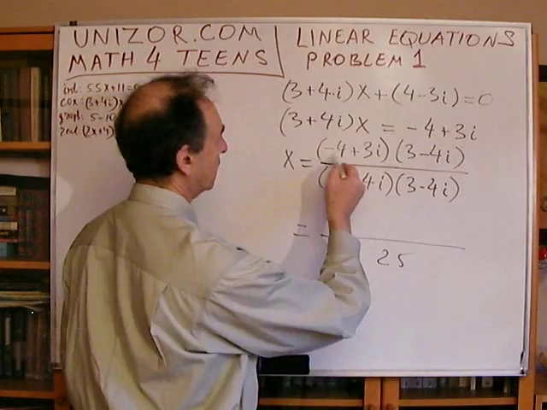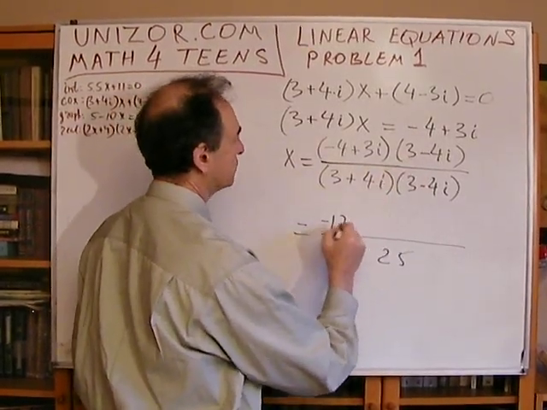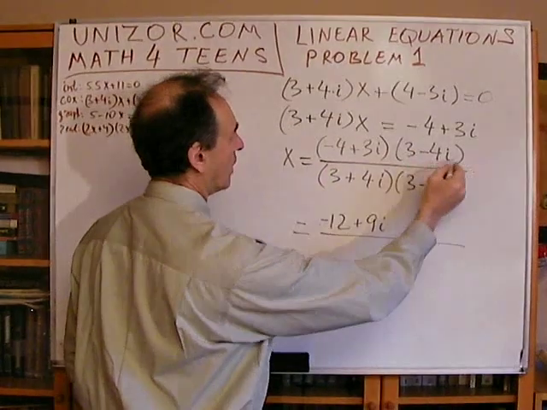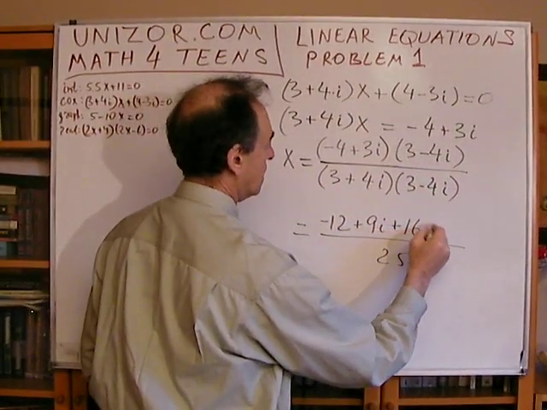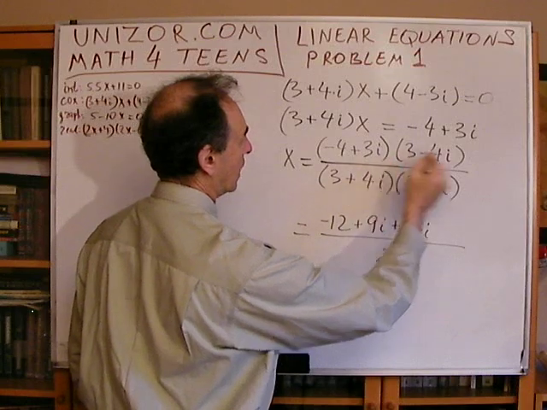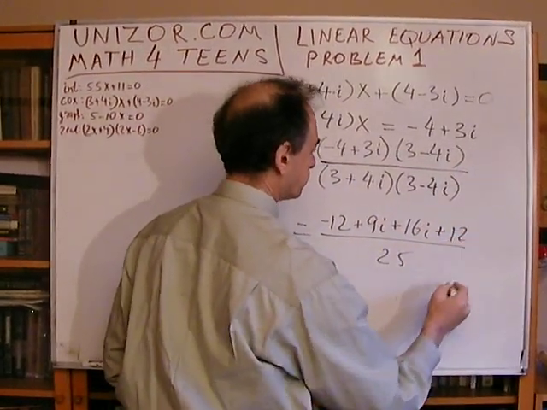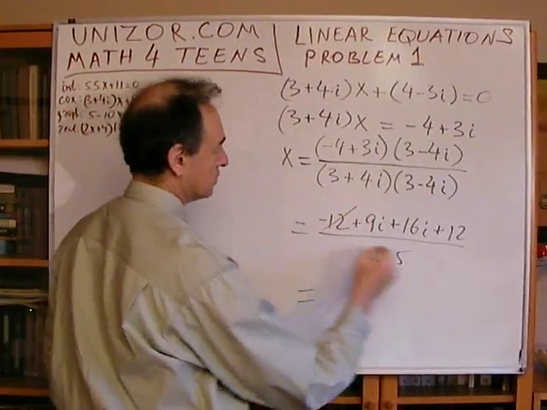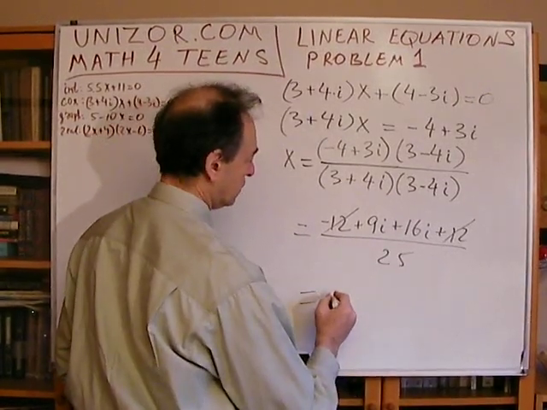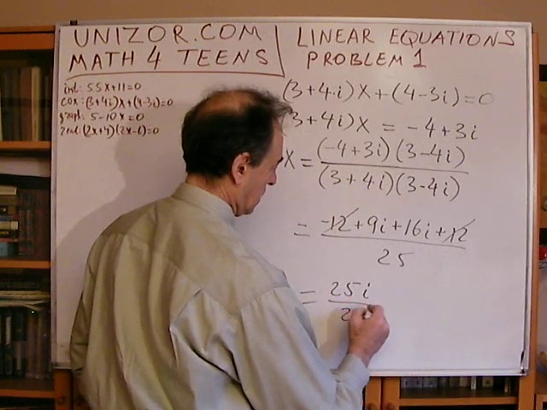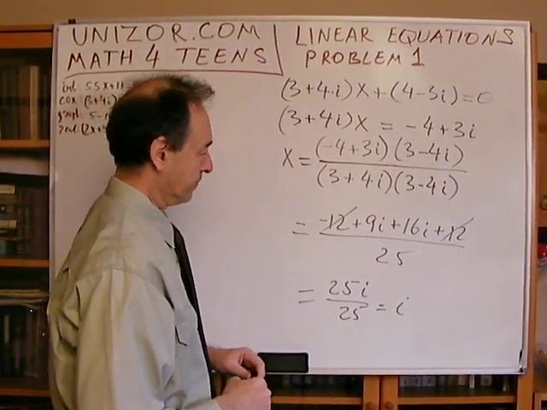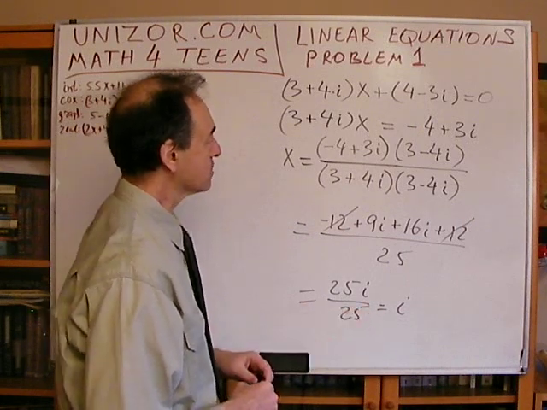Now here I'll just multiply. Minus 4 times 3 is minus 12. Plus 3i times 3 is 9i. Minus 4 and minus 4i is plus 16i. And 3i times minus 4i is minus 12 i square. I square is minus 1, so it's plus 12. Which is equal to, you see how easy it is? So it's 25i divided by 25, which is i. So that relatively complex expression actually equates to i.